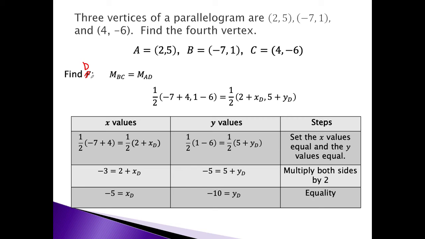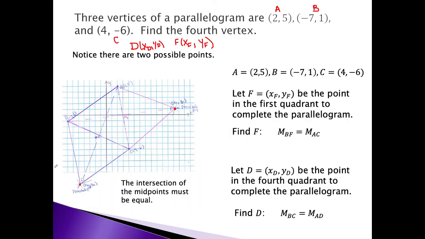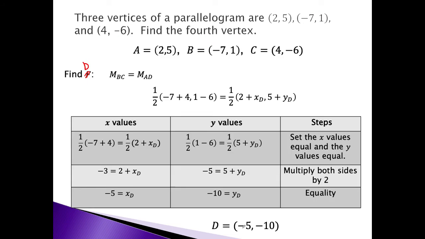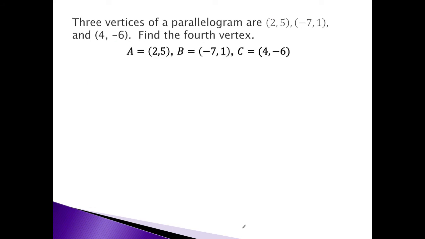So the first point we have is that D is (-5, -10), which tells us that when we drew our first construction, remember, it showed up back here. Notice that point was in the third quadrant. It coming down in the third quadrant was correct. Now that we have three vertices, we want to find F.